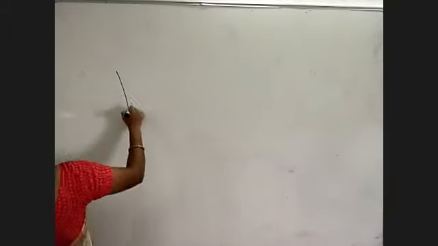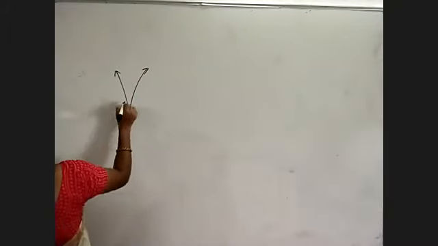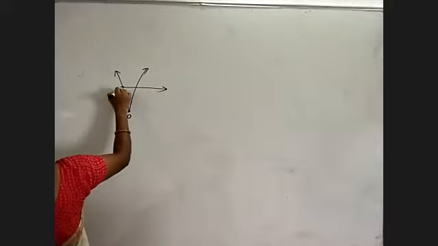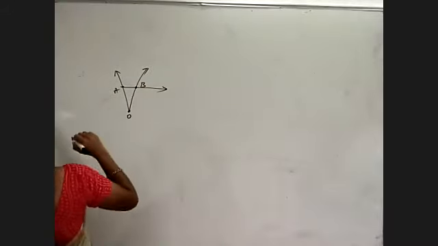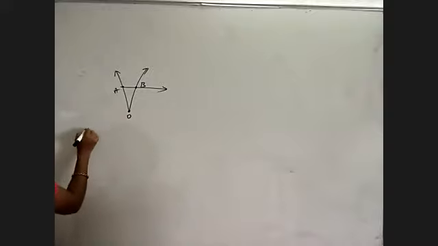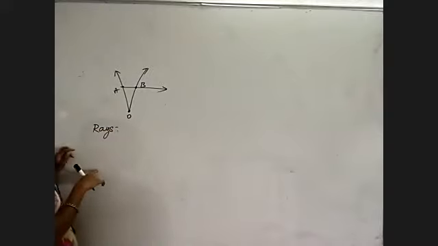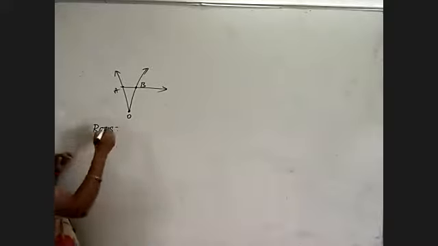So observe this figure. O, A, B, like this given. So now just observe. Write all the rays in this figure. What are the possible rays? Just observe. What are the possible line segments we will see?